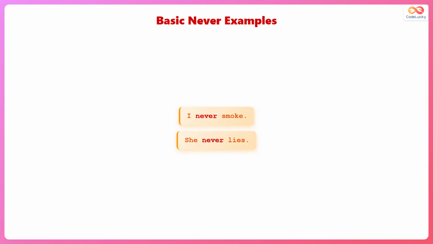Look at these examples. I never smoke means that at no time do I smoke. She never lies means she does not tell lies at any time. These are clear and simple negative sentences using never.